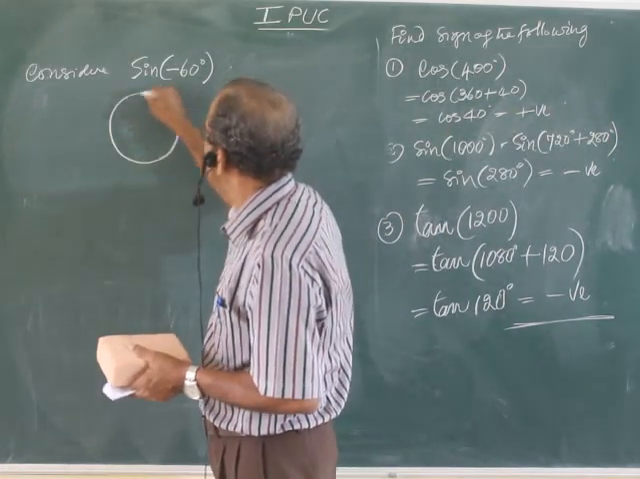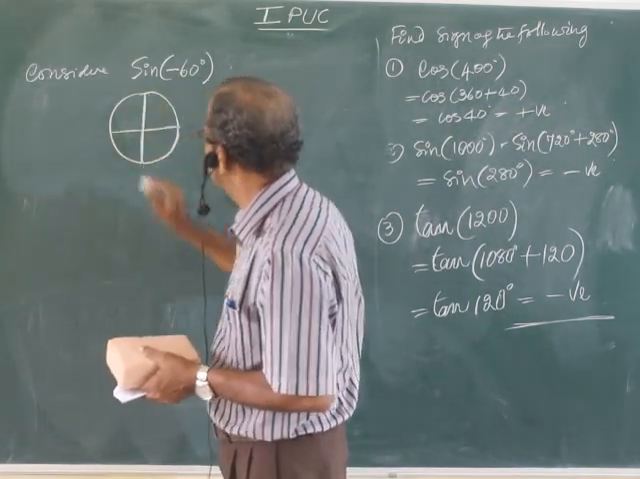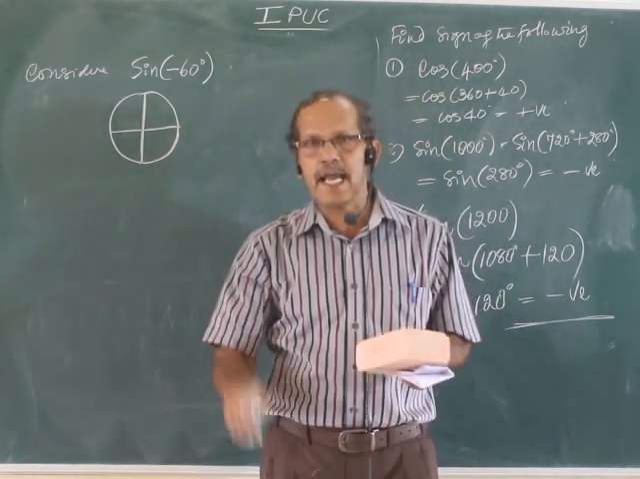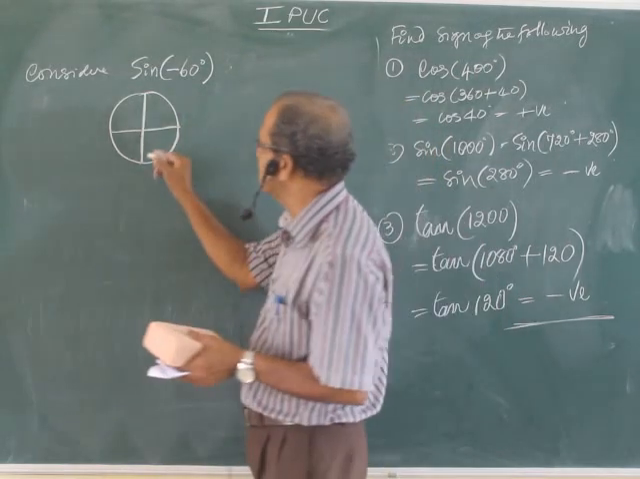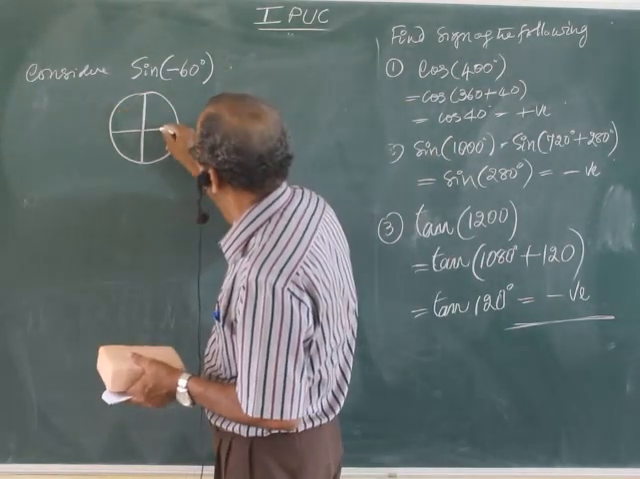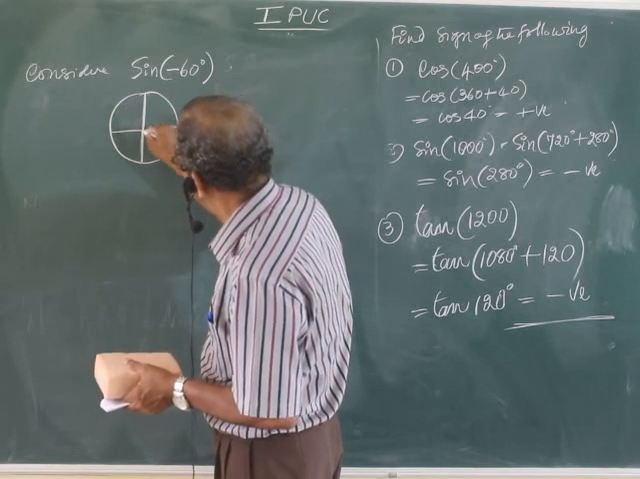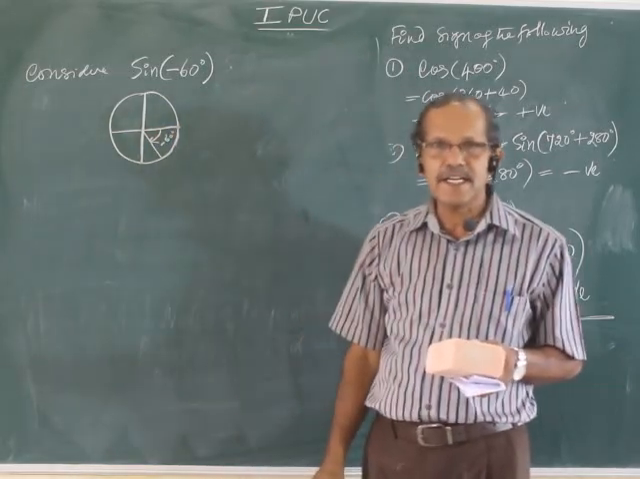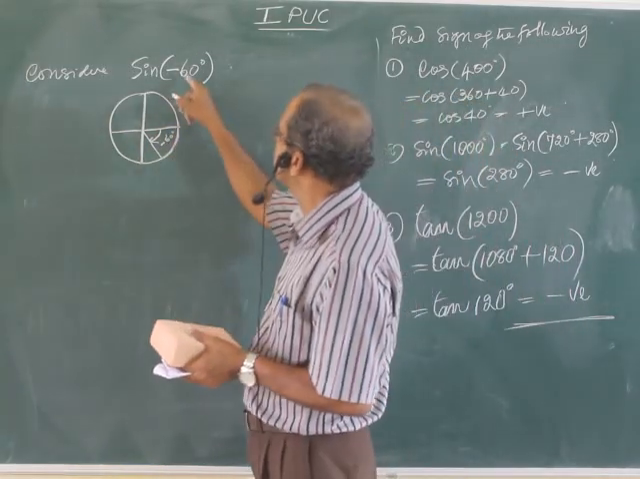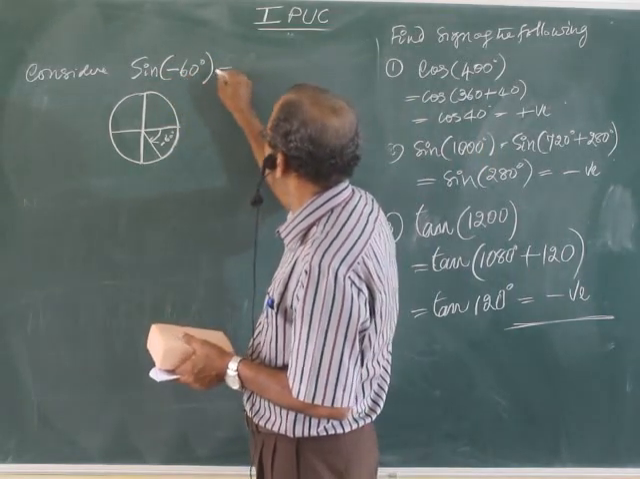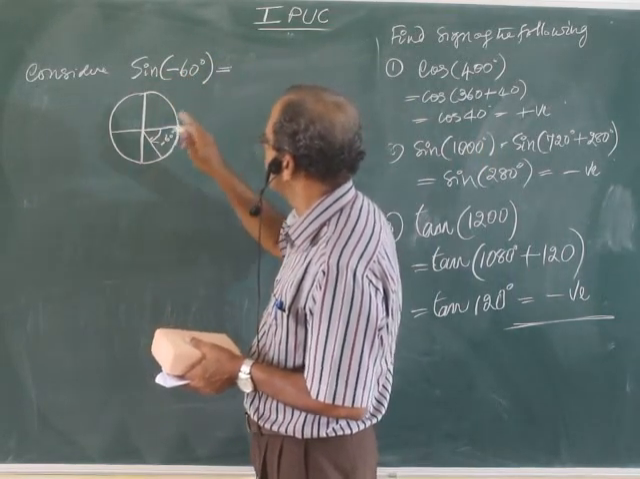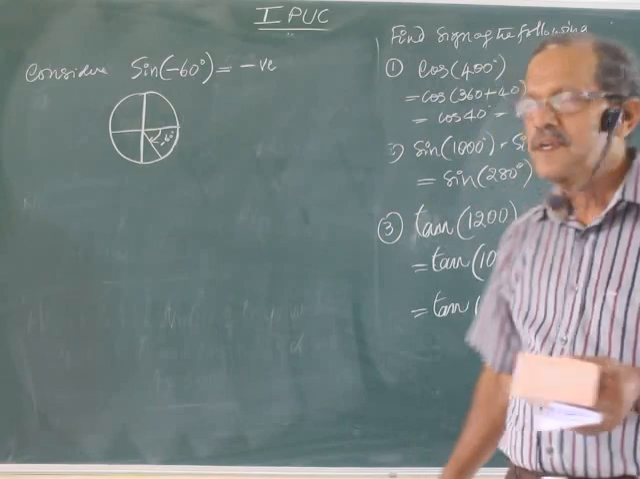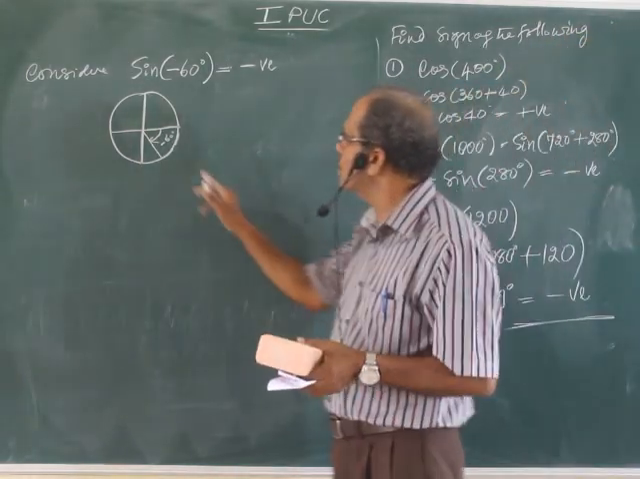Which quadrant does this angle lie in? Careful. You know 60 degree lies in the first quadrant. But what about the minus 60 angle? Just see here, you are not going in this direction. You are coming back in the reverse direction. So this is a minus 60. Tell me which quadrant it is? Fourth one. This angle lies in the fourth quadrant. Therefore, in the fourth quadrant, sine is negative.